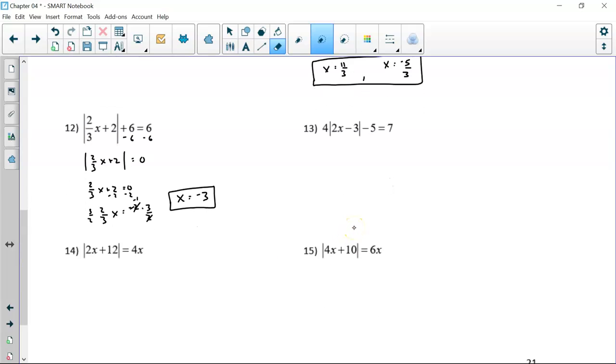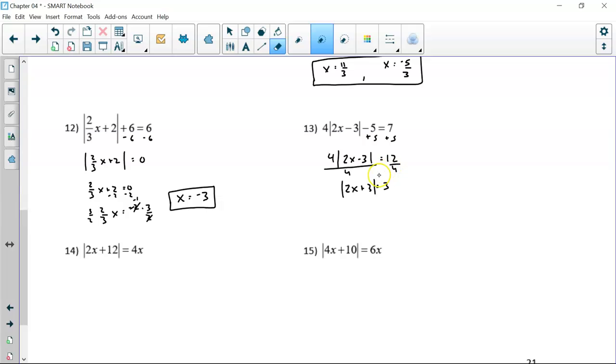Number 4, once again, isolate. So we have to add 5 to both sides first. 4 times the absolute value of 2x plus 3 equals 12. Divide both sides by 4. The absolute value of 2x plus 3 equals 3.